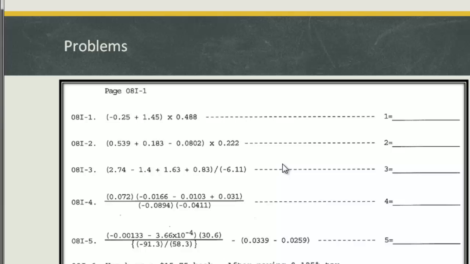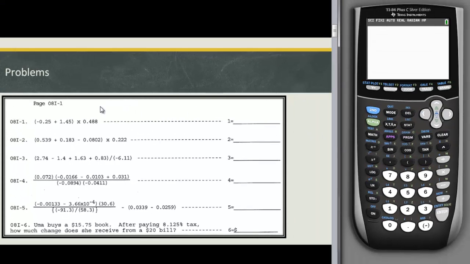Now the first problem here, the first 3 are pretty straightforward. We want to go ahead and enter those easy problems in the calculator as such. So the first question here, we have parentheses. This is where your parentheses are in the calculator. Your calculator might be a little bit different, but usually they're all the same.